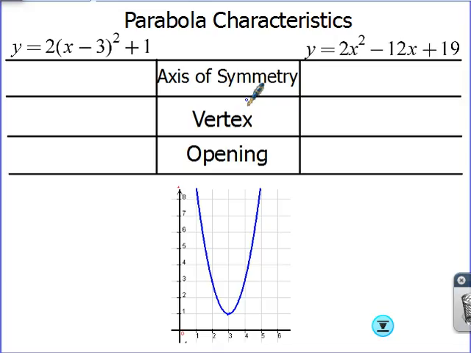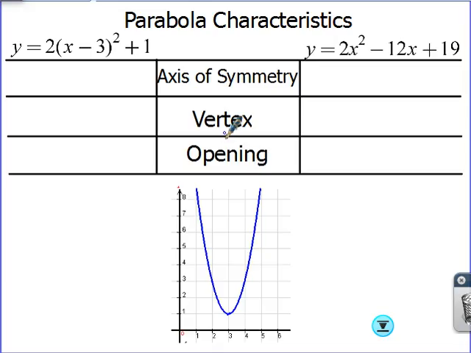Vertex. Let's start here. Looking at this equation, it's very easy to find the vertex. Let me sum this up. There's a way to find the vertex if it's in transformation form, and a different way if it's in standard form. There's a way to find the axis of symmetry in vertex form, and a different way in standard form. The opening is really easy. I'll show you what I mean by that.